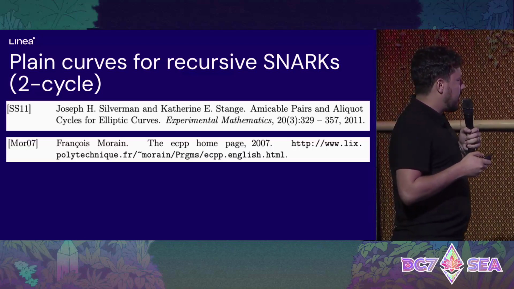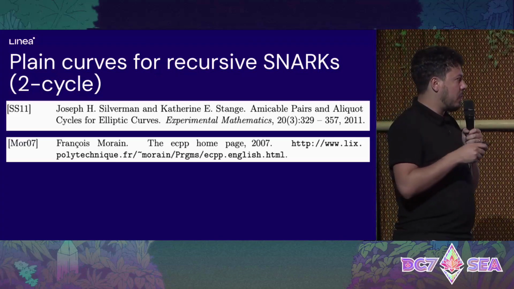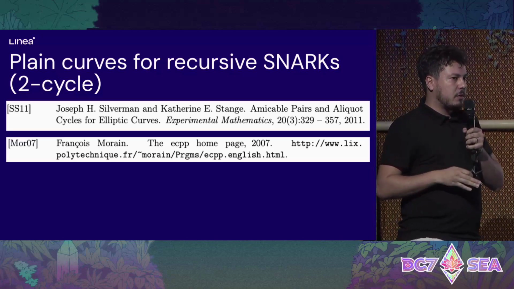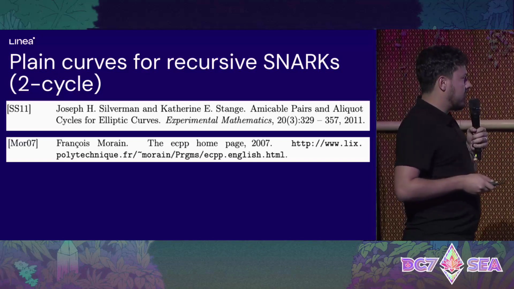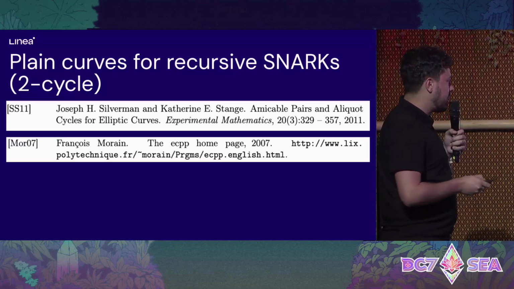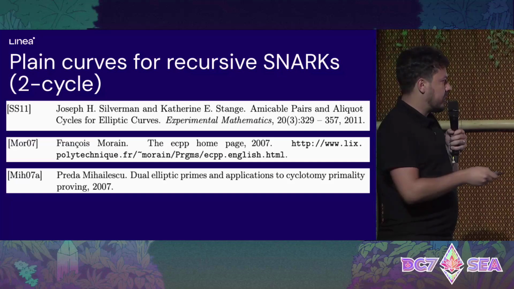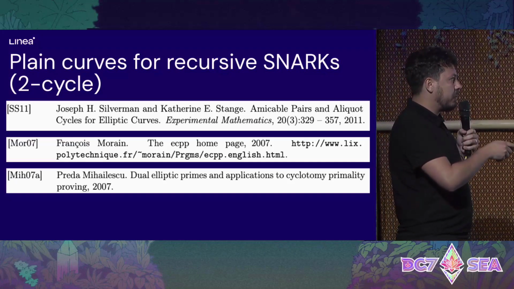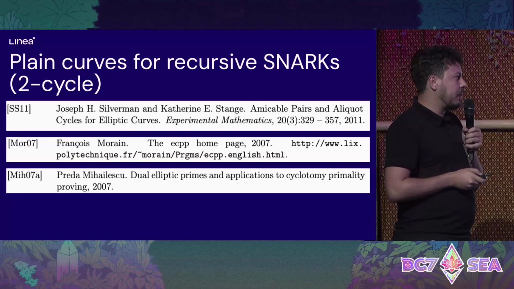But actually, I was able to find an implementation of plain 2-cycles back to 2007 in a different context, for primality testing. When you test primes, you can test them with elliptic curves. And it was François Morain in his implementation here, where he was discarding these plain cycles because they were bad for primality testing. And the same year, the definition was formalized in this paper by Preda Mihailescu. It's called dual elliptic primes. So dual elliptic primes, amicable pairs, adequate cycles, and plain cycles, they are all the same thing.